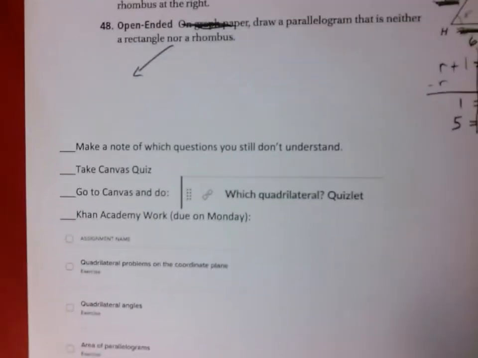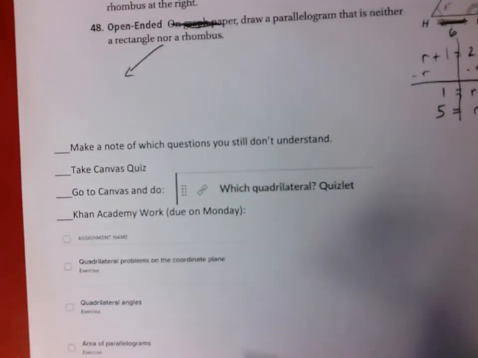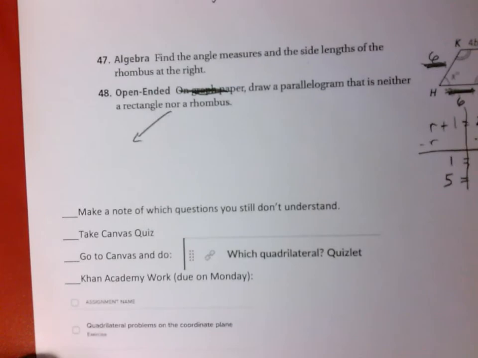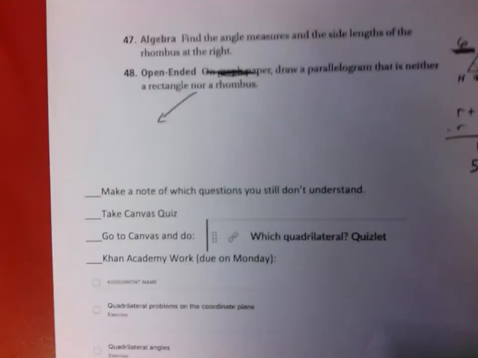When you're done with this worksheet, make a note of which questions you don't understand. I'm not going to be there. You might have some things you can't figure out. Circle them, make a big note so you can ask about it. We can go over on Monday.